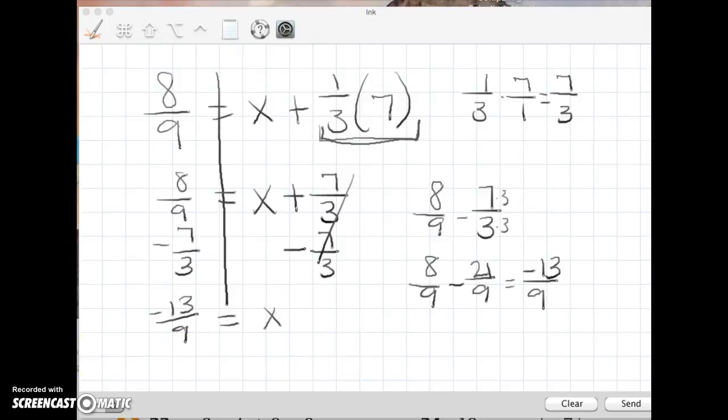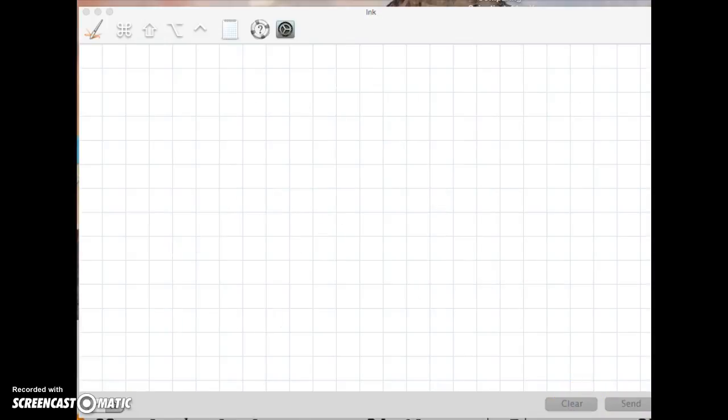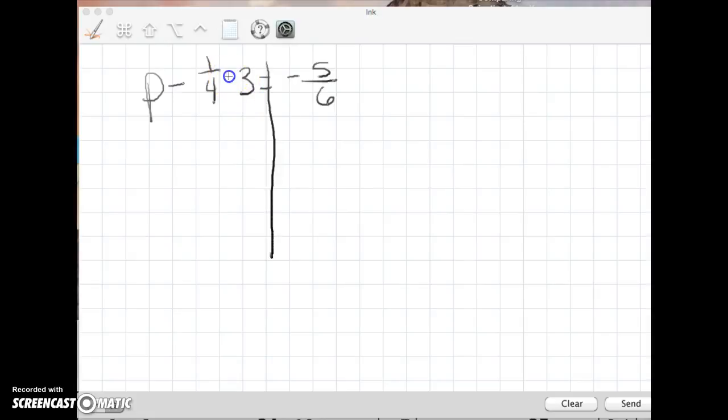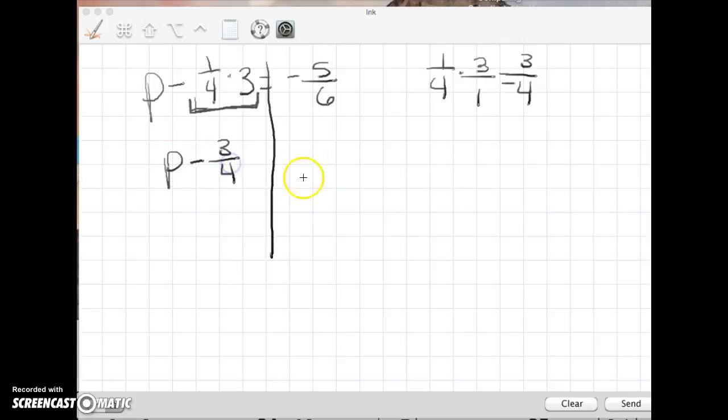Okay, and then our last one is right here. Again, we're going to look at what we can make simpler first. It says p minus 1/4 times 3, so I'm going to go ahead and do this part first. 1/4 times 3, which is 3 over 1. Just go straight across and you get 3/4. So over here it becomes p minus 3/4 equals negative 5/6.